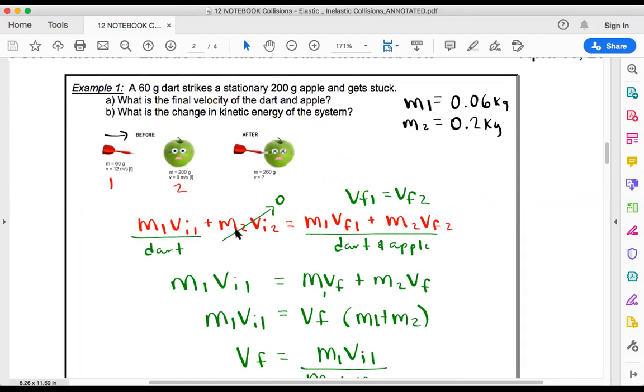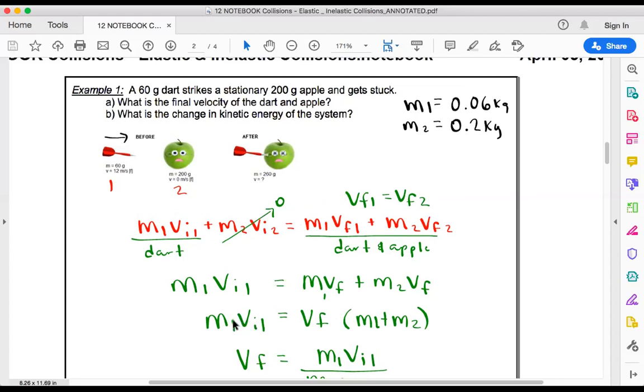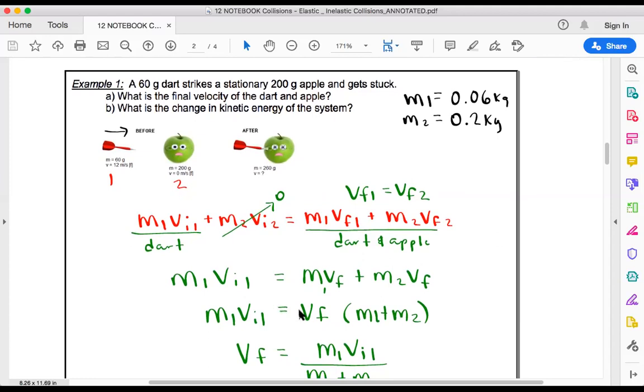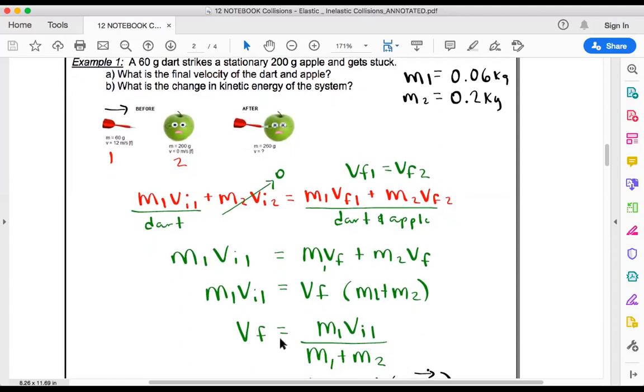Luckily, we can simplify that the apple is at rest before. It says a stationary apple. So this whole term goes to 0. And then also, luckily, in terms of simplifying this equation, the dart gets stuck in the apple, which means that at the end, VF1 is equal to VF2. So we can factor out the VF, and we're left with M1 V1I equals VF times bracket M1 plus M2, and we can solve for VF.